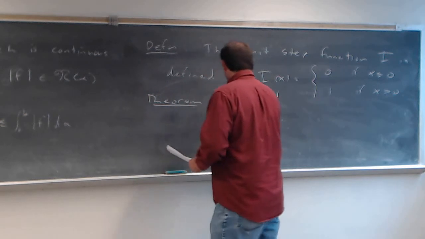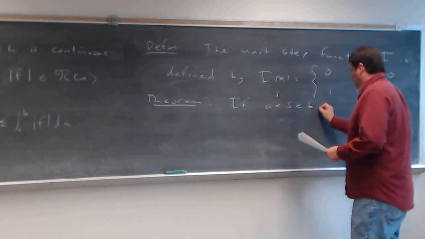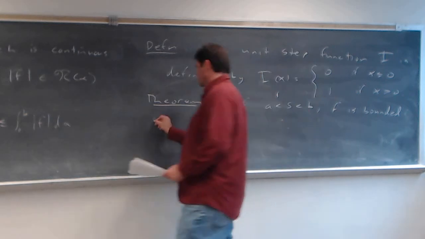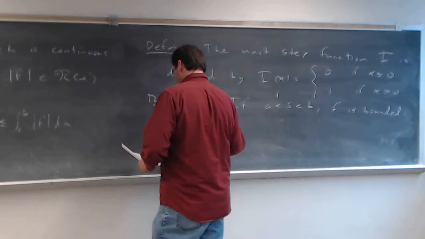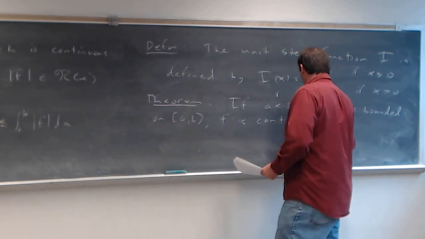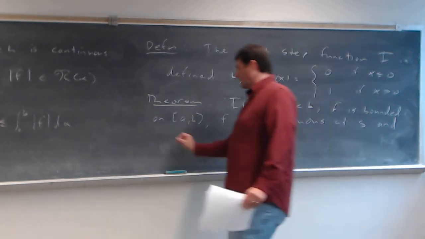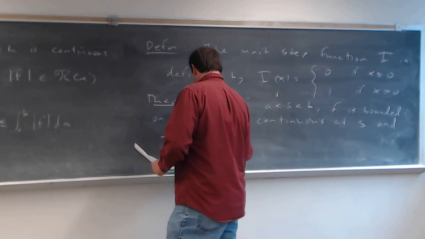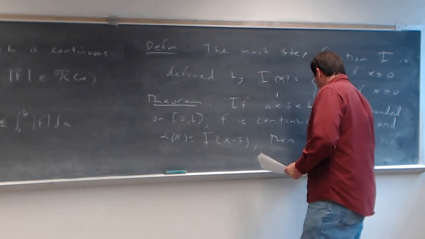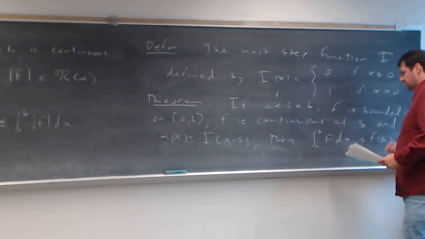Here's what it says. If a is less than s is less than b, f is bounded on a to b, f is continuous at s, and we define alpha of x to be equal to I of x minus s, then the integral from a to b of f d alpha is equal to f of s.